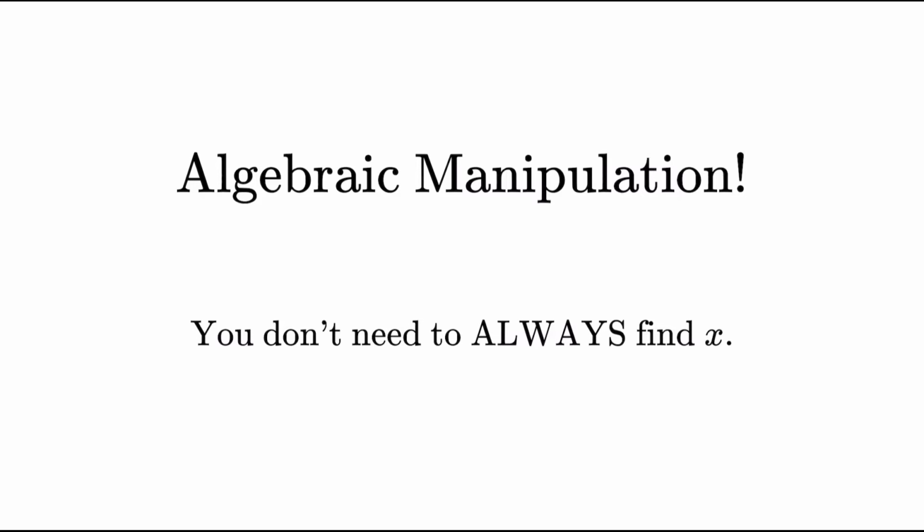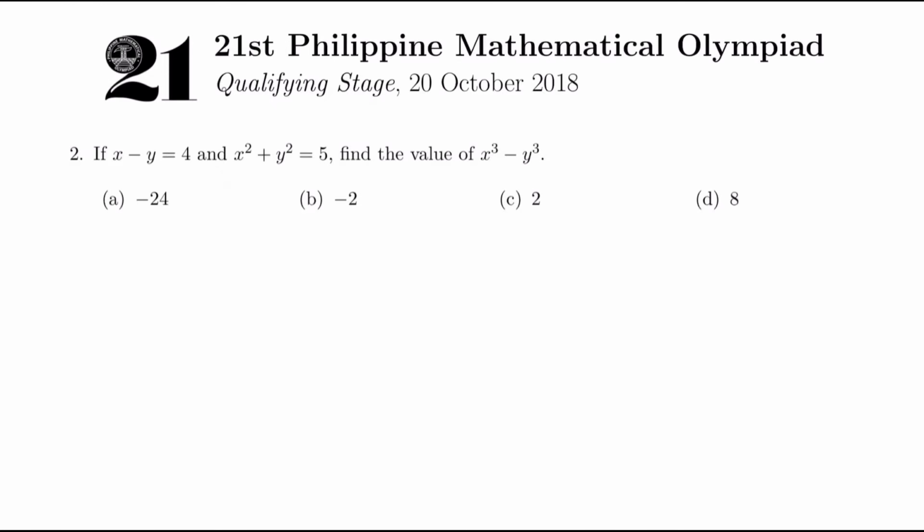For example, in the first one, if x minus y equals 4 and x squared plus y squared equals 5, find the value of x cubed minus y cubed. Obviously, I could solve for x and y here because I do have two equations, but we're going to approach this differently. Let's take a look at x cubed minus y cubed. We know that's factorable because it's the difference of two cubes.